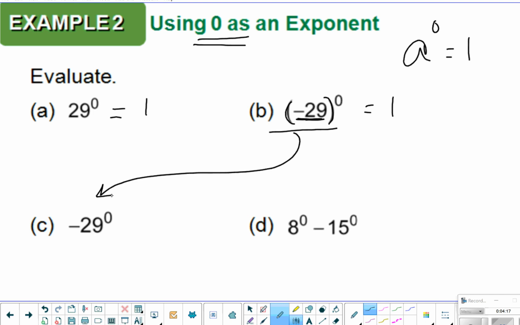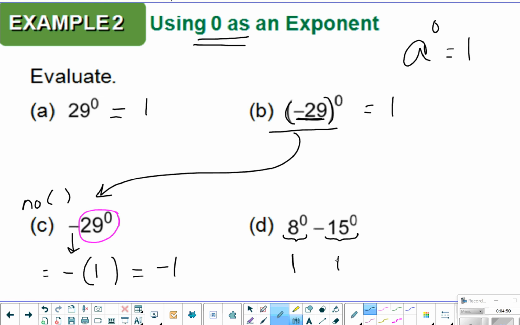B is different than C because you notice there is no parentheses on this one. So essentially what gets raised to the 0 is simply the 29. So the outside negative is still going to be present, and then I would get 1. So our final answer on this one is going to be -1. That's always tricky. That's a tricky one. For this one, I'm going to have 8 to the 0, 15 to the 0 is 1, and we have the negative in between them. So 1 minus 1 equals 0.